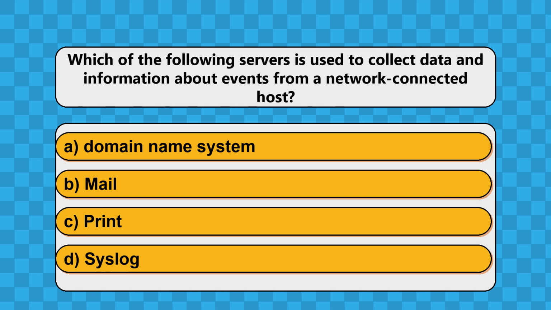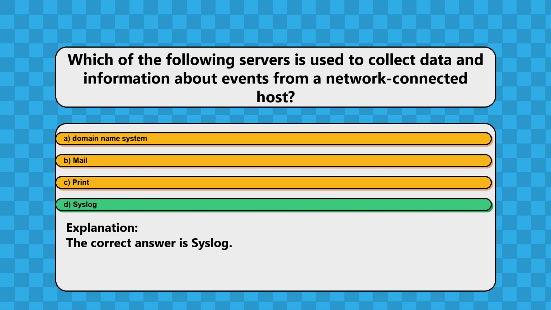Question 30. Which of the following servers is used to collect data and information about events from a network-connected host? Option A, domain name system. Option B, mail. Option C, print. Option D, syslog. The correct answer is option D, syslog.